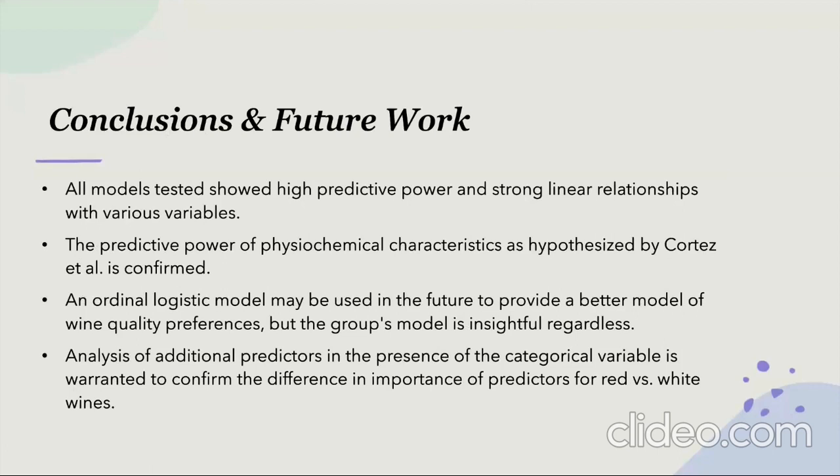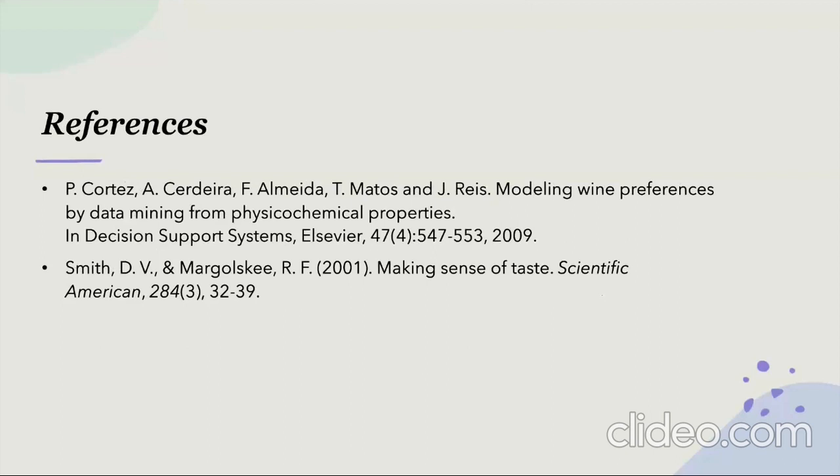And to conclude, all the models and tests we have show very high predictive power and strong linear relationships between our variables. Also, the analysis of our predictors shows that the variables have impacts on both white and red wines. We also have some references in the next slide to show our citations and the information that we have used.